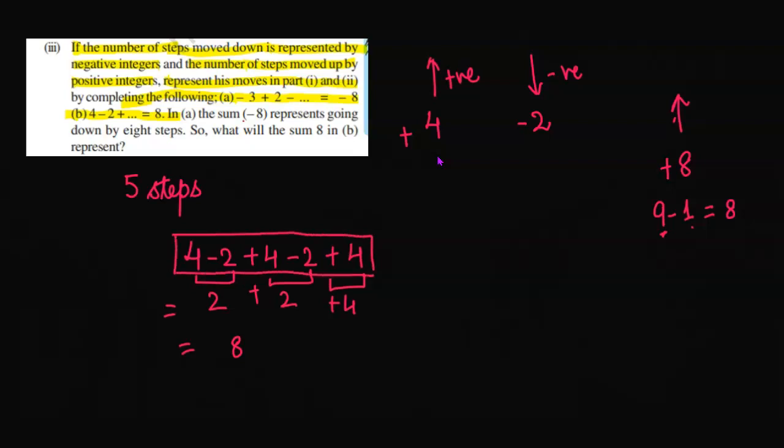So now the sum negative 8 is representing going down by 8, and so obviously the opposite direction, sum 8 in B will represent going upwards. So I hope it is clear.